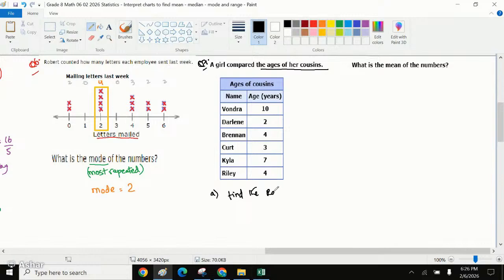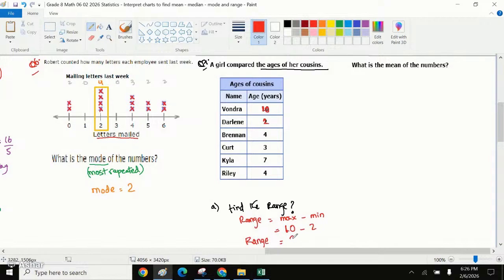the range of ages. When we are looking at the range, we know that the range is always the maximum minus the smallest, right? So can we say range is the largest or the maximum minus the minimum? The maximum was 10 minus 2. So his cousins' ages would be in the range of 8 years. The oldest to the youngest, the difference would be 8 years.